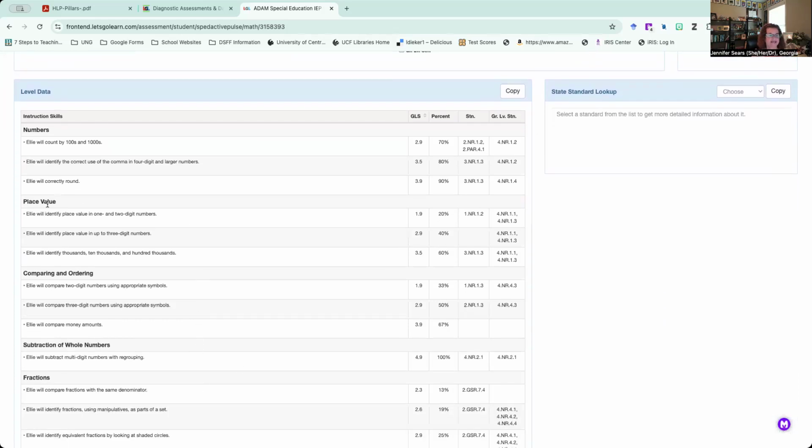And now I can see, and we're going to go specifically to place value, that Ellie will identify, okay, think goal, Ellie will identify place value in 1 and 2 digit numbers. Okay, that's a really good place to start, right? So we want to start here. Then we want to go up 1, which would be Ellie will identify place value in up to a 3 digit number. So if we do those 2 things and master those 2 things, we're going to bring her up 40%. And that's really going to help her.